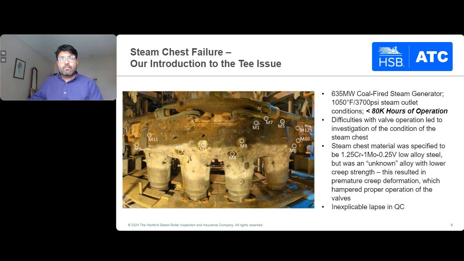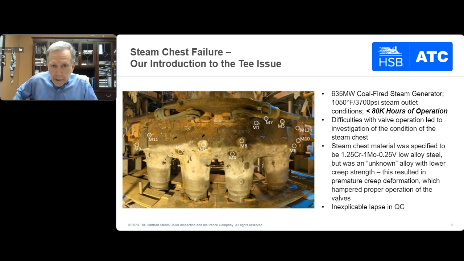Yes, this is not a picture of a T, quite obviously. And the obvious question is, why would we start with this? Well, two primary reasons. First of all, it was as a result of some assistance we were providing to the utility that had these problems in replacing this steam chest that we were on site when the first T failure occurred. And so we were in a preferred position to assist with that damage.